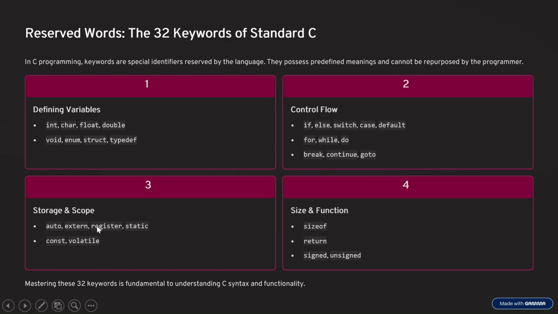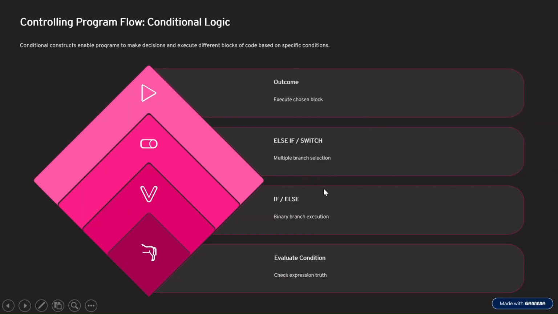And the third one is storage and scope. For storage purposes, we use these keywords. And the fourth part is size and function. For defining the size and functions, we use these keywords. So there are mainly 32 keywords which are pre-reserved. And we can see the standard C keywords like auto, break, case, char, const, continue, and so on. These are the building blocks and commands that give instructions to the compiler. Let us go for the next part.